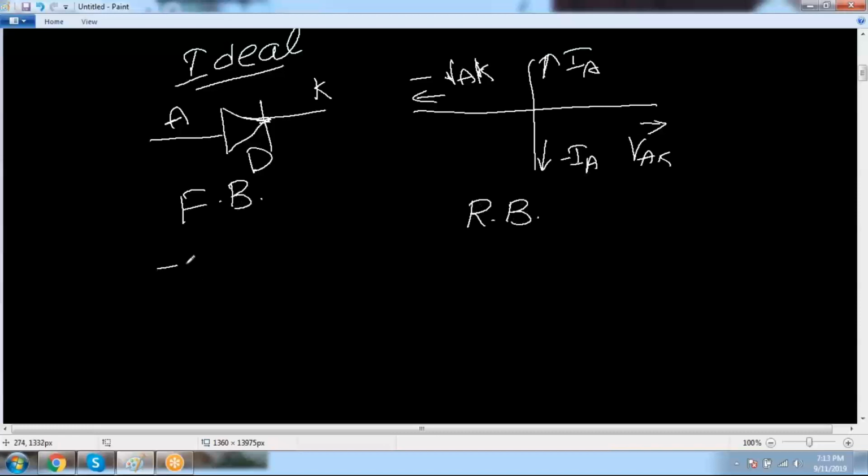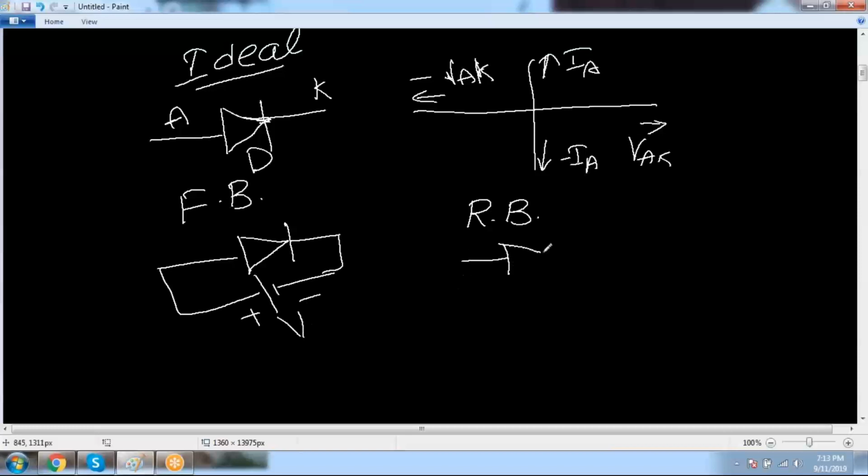What is forward bias? The anode is made positive with respect to the cathode terminal. Whenever the anode is made positive with respect to the cathode, the diode is said to be forward biased. Now, what is reverse bias? The anode is negative with respect to the cathode.